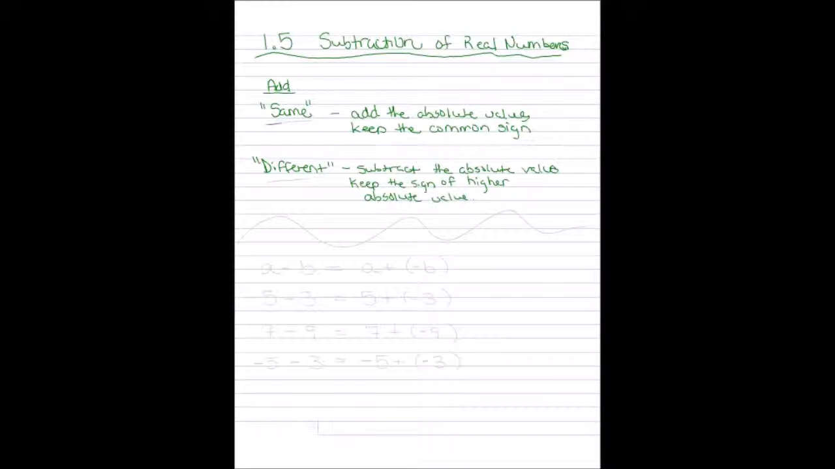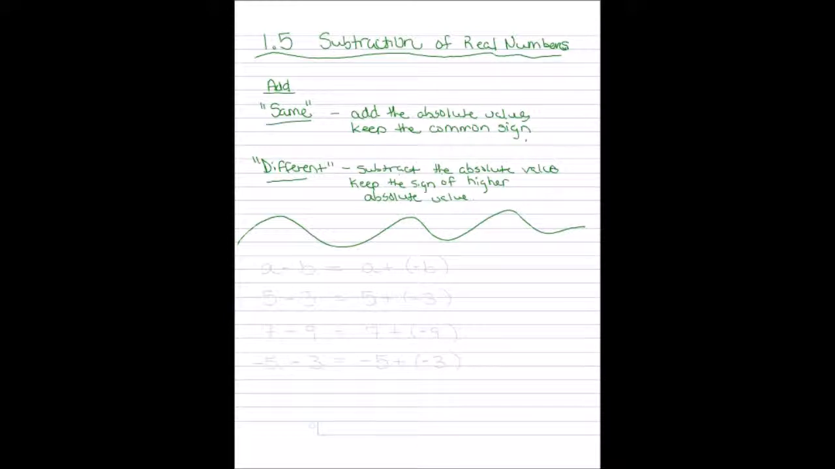So if the signs are the same, you add the absolute values, keep the common sign. If the signs are different, you subtract the absolute value and keep the sign of the higher absolute value. Very important that you understand these when we're talking about subtraction.